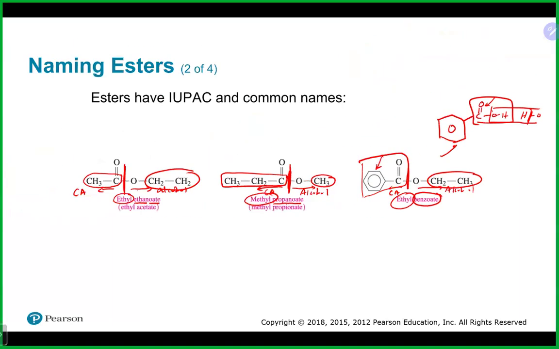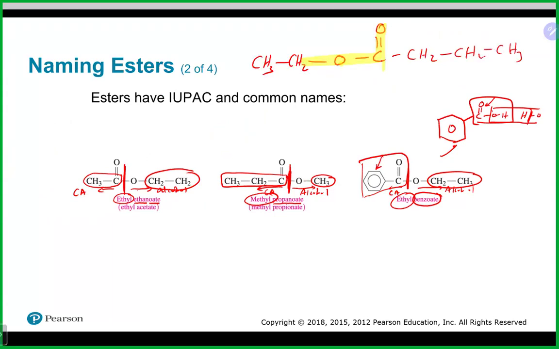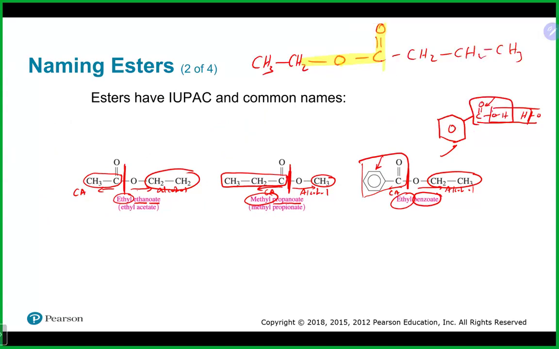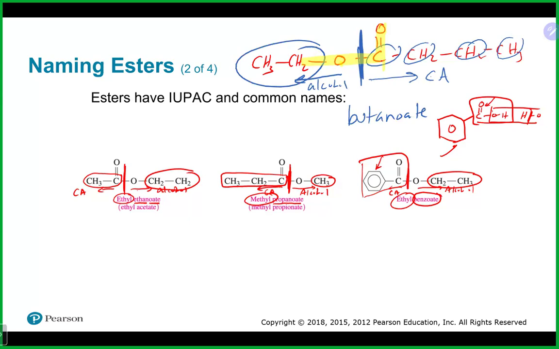So a reminder, as we talked about last time, you could have something that looks like this. It really doesn't matter which side that carbon oxygen double bond is at. We're still just going to draw a line between that carbon oxygen single bond. Now, in this case, we actually want to go this way, as that's going to be my carboxylic acid part to the right. And this part with the single bond is going to be my alcohol. So 1, 2, 3, 4 there. So that's going to give us butanoate. And our alcohol part there has 2, which is going to be an ethyl.